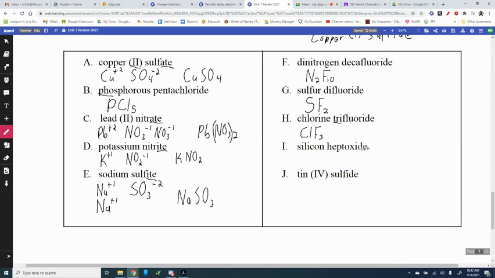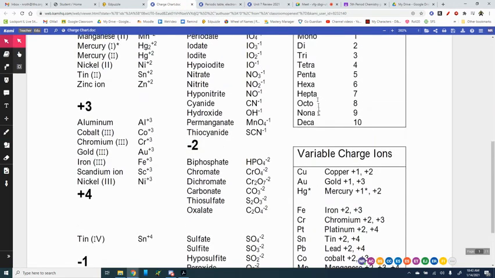Silicon heptoxide, again, prefix, so that's covalent. Silicon is Si, and there's one of them because it doesn't have a prefix. Heptoxide is O, and that is a 7. I'm 98% sure hept is 7, but let me just double check. Yep, there we go, 7.